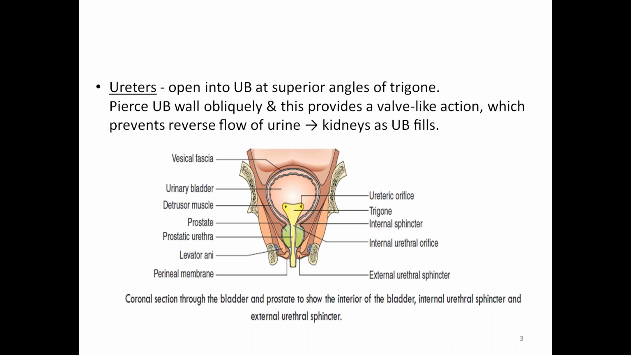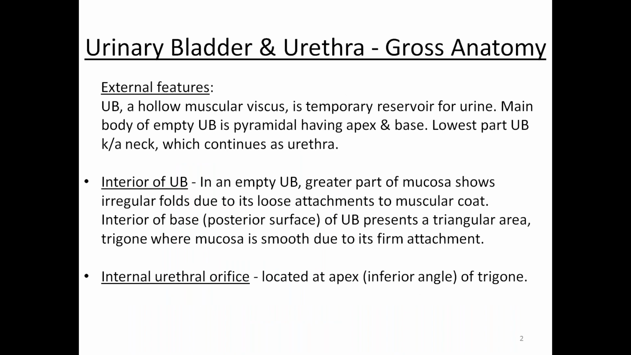And the ureters actually pierce the bladder wall obliquely. Why so? Because by being oblique, they provide a valve-like action, and that valve-like action prevents a reverse flow of urine towards the kidney as the bladder fills up. So this is about the external features and interior of the bladder. Yes, this is what I just showed you.